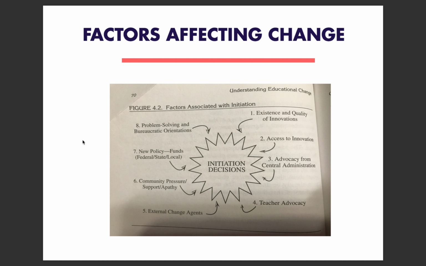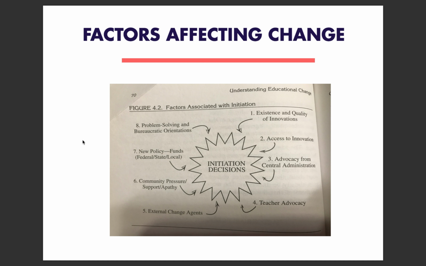So what factors affect change? This is a pretty good graphic representation of what Fullan is describing, factors affecting change. This can be found on page 70 in my book, depending on which Fullan you've purchased. So you can see he has 8 factors here. The quality of the innovation, the access to it, how many people have access, who doesn't, the advocacy from central administration. So is this something that is coming from the top down? Teacher advocacy, are teachers buying into this change?